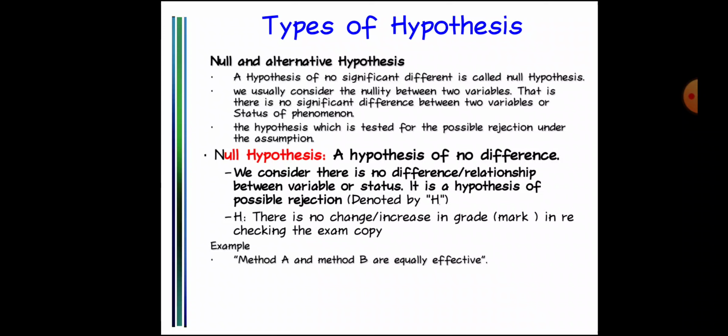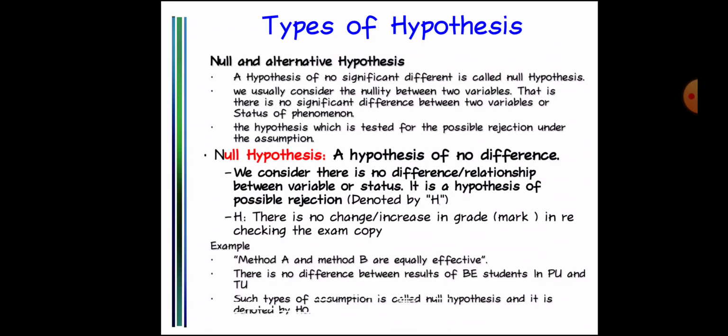Example: method A and method B are equally effective. There is no difference between the results of BEd students in PU and TU. Such types of assumption are called null hypotheses and denoted by H0.